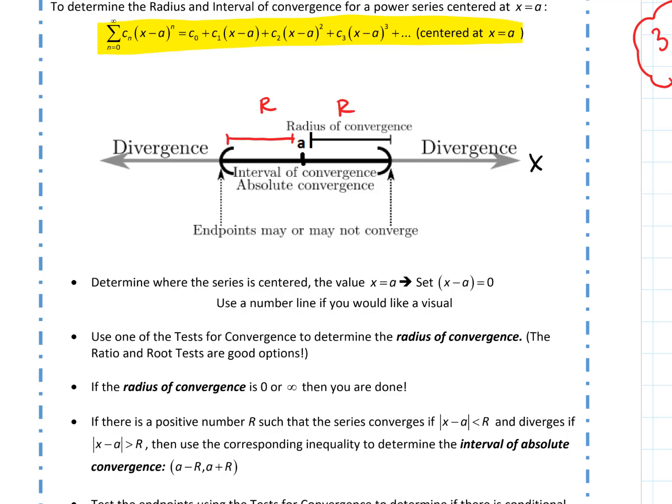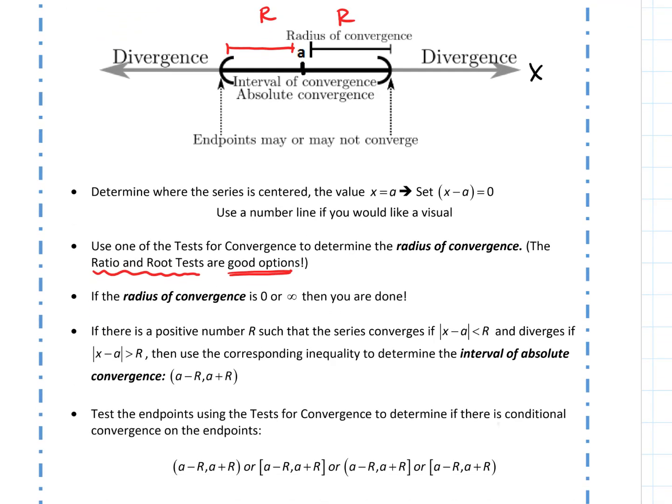I will say this, the root and the ratio test are really great options. So we'll utilize that root and ratio test quite a bit to find these radiuses of convergence. If the radius of convergence is 0 or infinity, we're done. We got it. We know. Okay? If it's 0 or infinity, we're done. We don't have any more work to do.